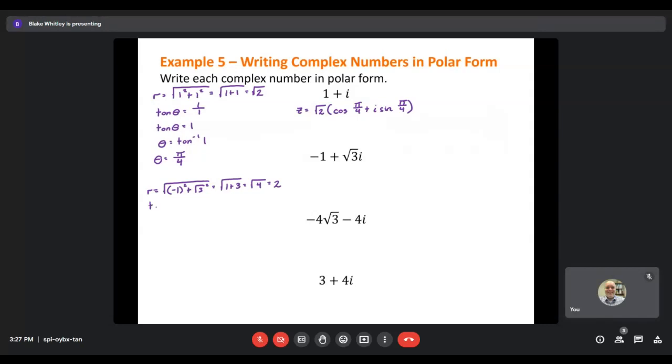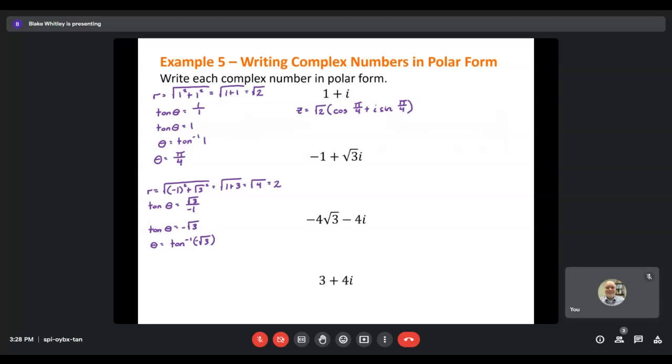Now we'll find our theta value. So tangent of theta equals b, square root of 3, over a, -1. So we get tangent theta equals negative square root of 3. Again, we're going to do our inverse tangent. So we're asking ourselves, where is the tangent value negative square root of 3? Okay. And remember, our two options here, since tangent is negative, would be either the second quadrant or the fourth quadrant.